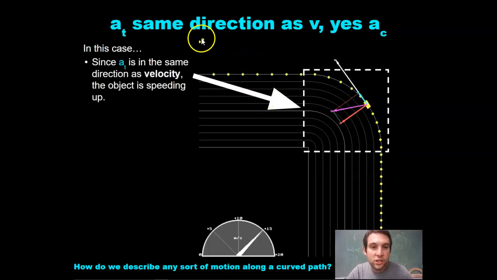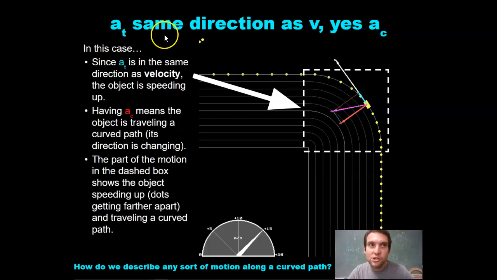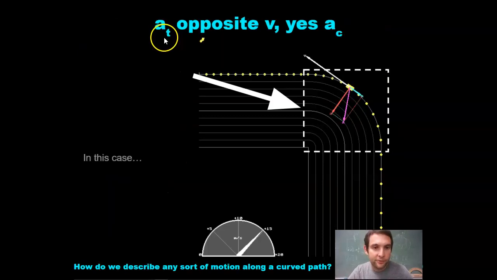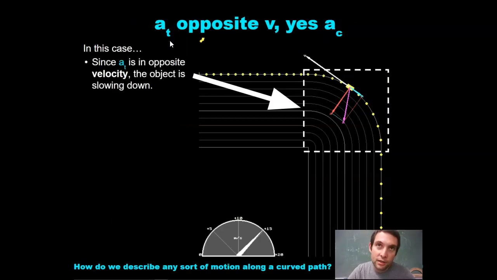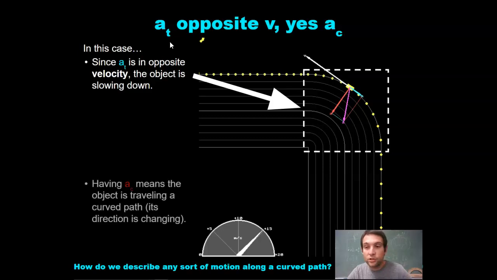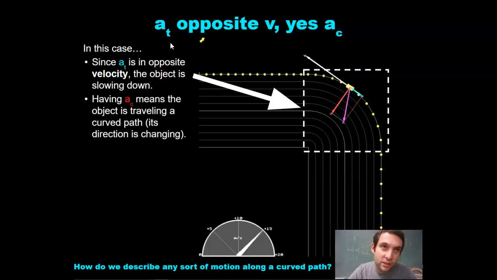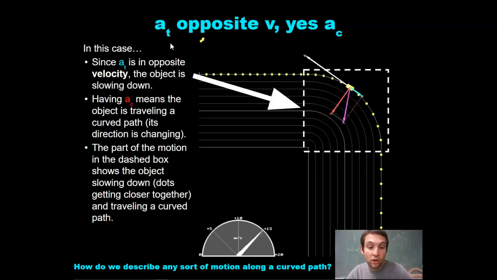If we have tangential acceleration in the same direction as our tangential velocity, then we're speeding up. If we also have centripetal acceleration, then we're going around a curve. If the tangential velocity is opposite of our tangential acceleration, then we're slowing down. If we also have centripetal acceleration, then we're moving in a curve.